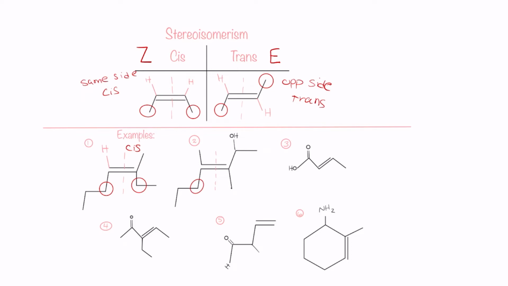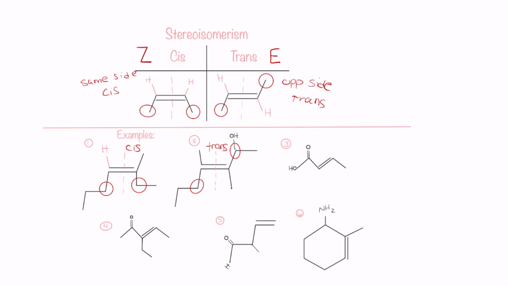And what about on the right? We have this guy attached to an alcohol group and a CH3, and on the bottom we have this CH3 group. So clearly we see that the top guy is heavier. So now we can see that these groups are occurring on opposite sides. And so we say that this guy is going to be trans, or E.